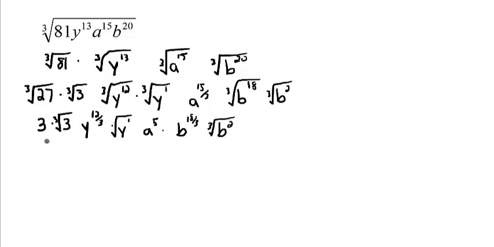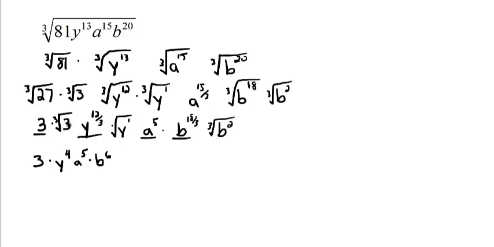Go through again and simplify. We've got a 3, so that's done. Let's hold off on this. We want to write all the variables next. So we've got y to the 12 over 3, so that's going to be the same as y to the 4th power. So then we're done with that. We have a to the 5th. And then 18 divided by 3 is going to be 6, so we write b to the 6th. So I'm done with this, and now comes everything that's left under the radicals that can't be simplified.